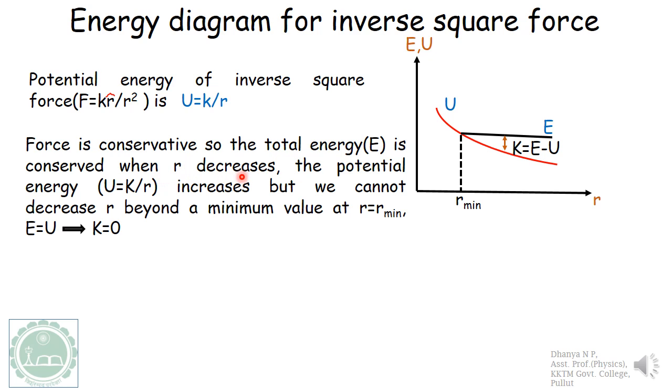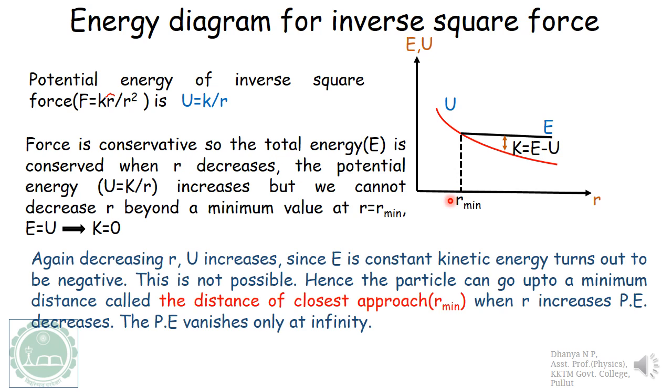And when r decreases, the potential energy U, which is K by r, increases. But we cannot decrease r beyond a minimum value, at r equal to r minimum. This is the minimum value where E becomes U and kinetic energy is equal to 0. When E becomes U, E minus U is equal to 0 and kinetic energy is 0 at this point, r minimum.